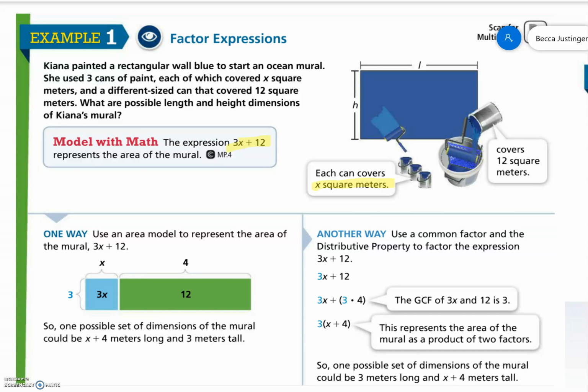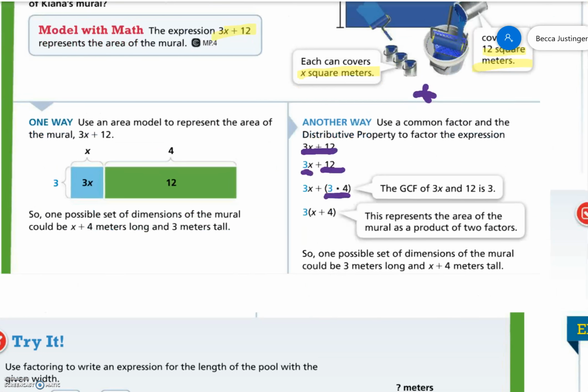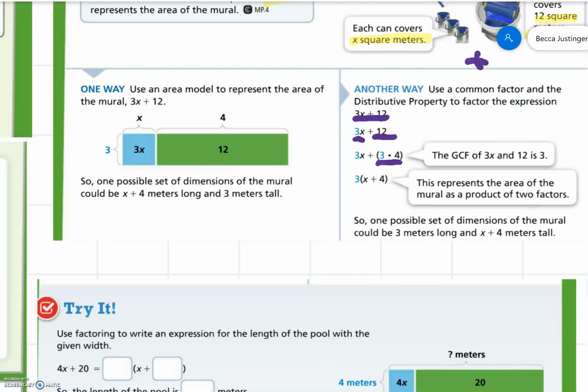And then she used a different can that covered 12 square meters. So adding those together gives us our total area, 3x plus 12. But you can see that 3 is the GCF of 3 and 12, because 3 can multiply into 3 and 3 can multiply into 12. So what we do is we divide that 3 out and we say, okay, 3 times x equals 3x and 3 times 4 equals 12. So 3 outside of the parentheses equals x plus 4.